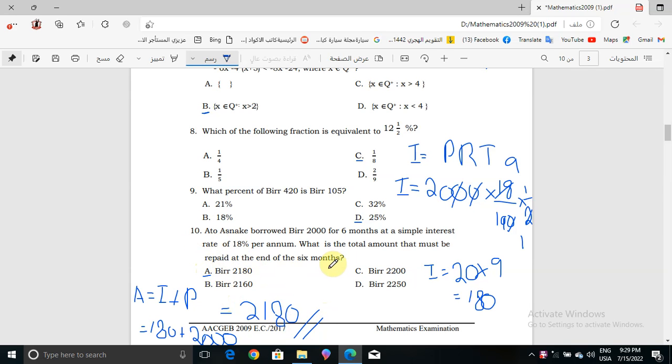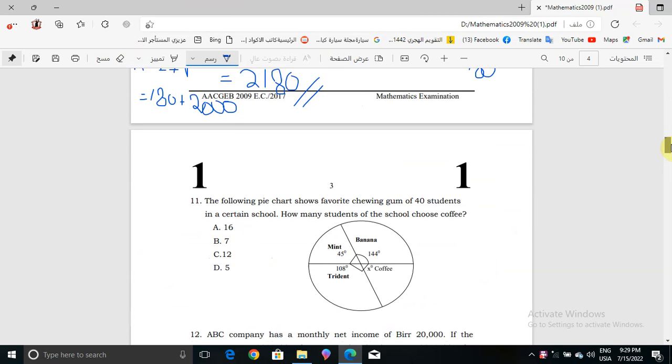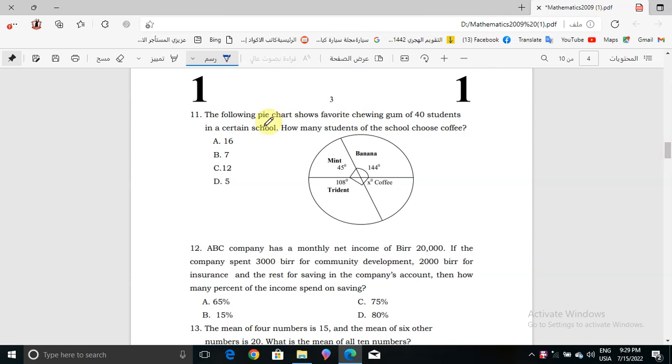Okay, now let's go to question number 11. Question number 11 says the following pie chart shows the favorite chewing gum of 40 students in a certain school. How many students of the school choose cafe? First, we have 45 degrees, 144 degrees, 108 degrees, and cafe, we don't know its degree. So all of them added together are equal to 360. Then we find the degree for cafe, which will be 63 degrees, right?